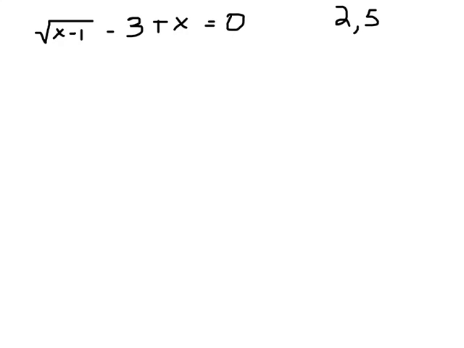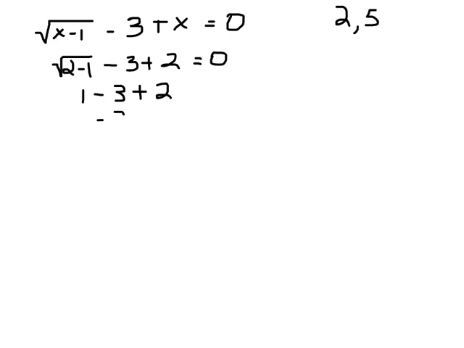And we'll start with 2. The square root of 2 minus 1 minus 3 plus 2 equals 0. Let's see if that works out. 2 minus 1 is 1. The square root of 1 is 1, minus 3 plus 2. 1 minus 3 is negative 2, plus 2 does indeed equal 0. So 2 is definitely going to be a solution.